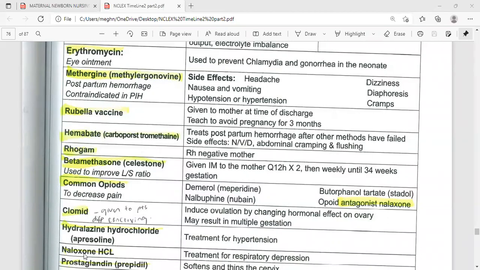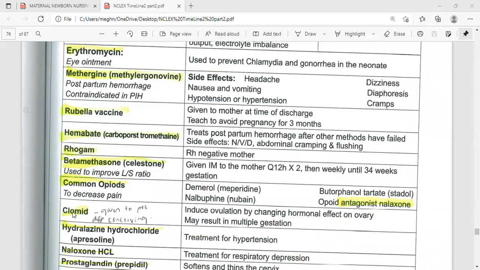Naloxone hydrochloride. Naloxone hydrochloride we use for treatment of respiratory depression. This medication is used for the emergency treatment of known or suspected opioid overdose. Right? So I give you an opioid for pain, but it can cause overdose. Then we need naloxone hydrochloride, because opioids can cause respiratory failure.